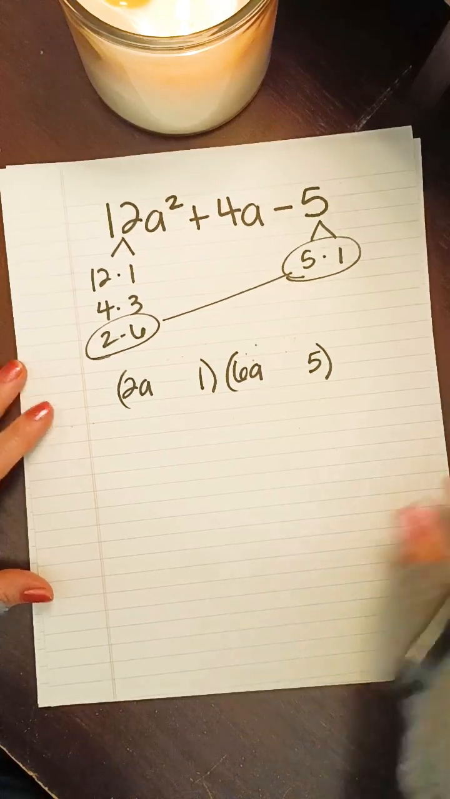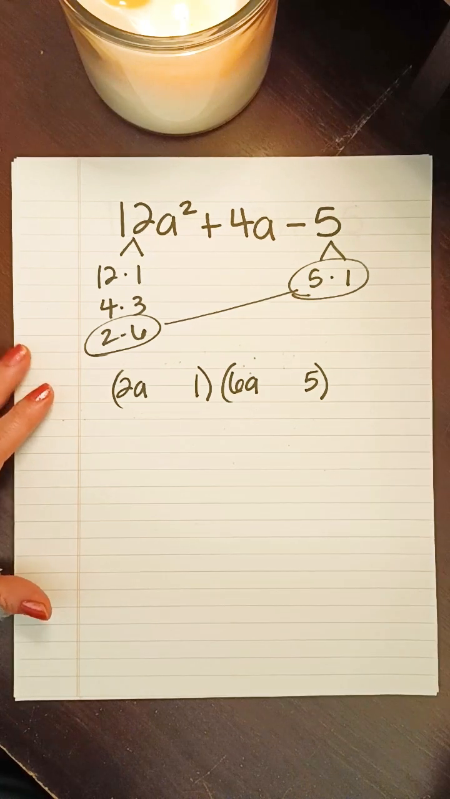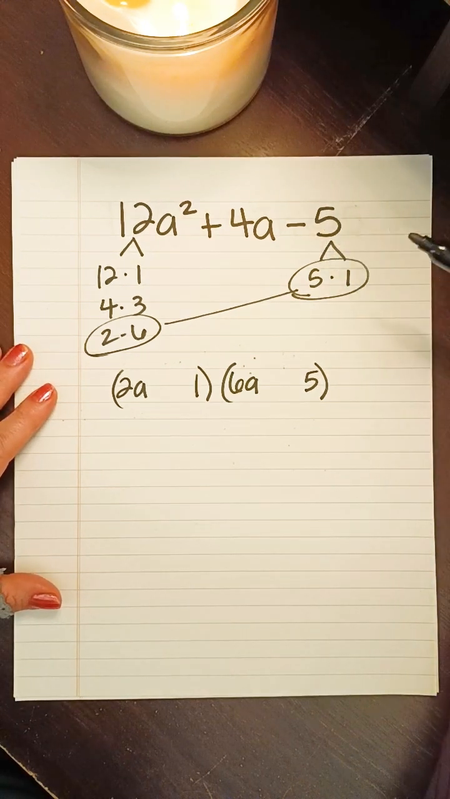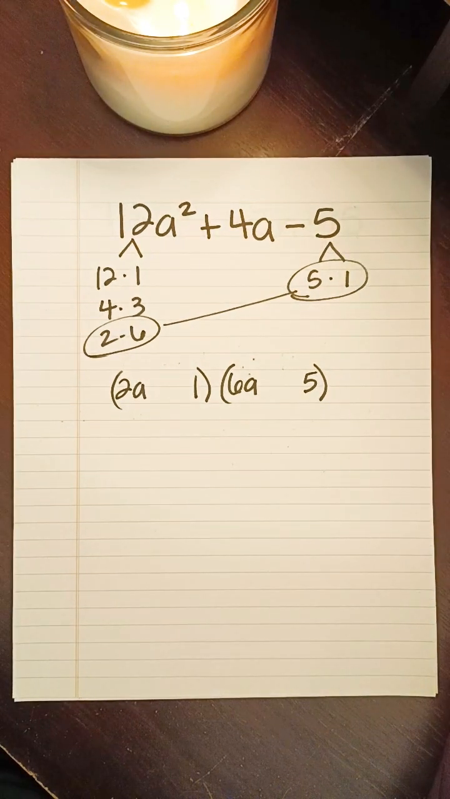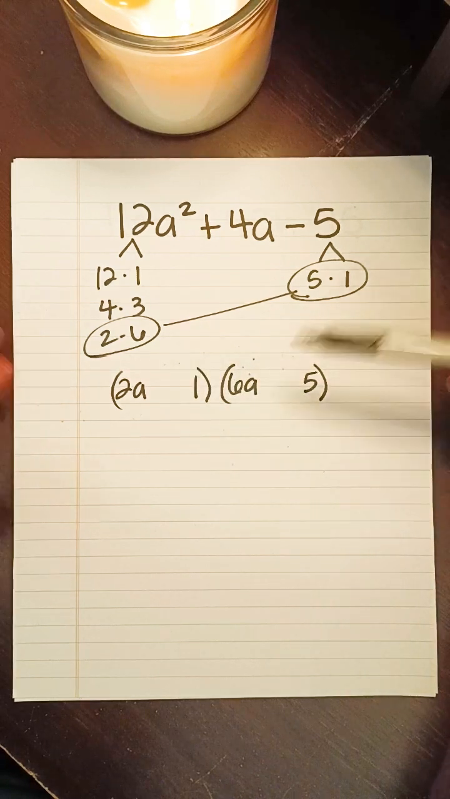Okay, last step is choosing our signs and placing them. I need to multiply to get a negative 5. So the only two signs I can multiply to get a negative number is plus and minus, right? And they need to be different, 1 plus, 1 minus. So where do we place them? So I've chosen them, now where do I place them?